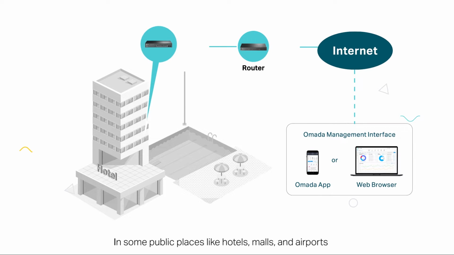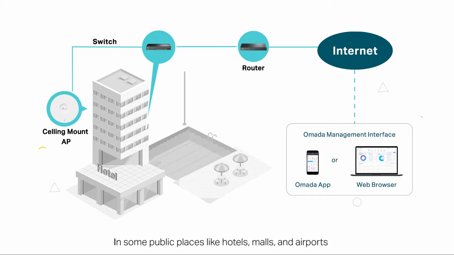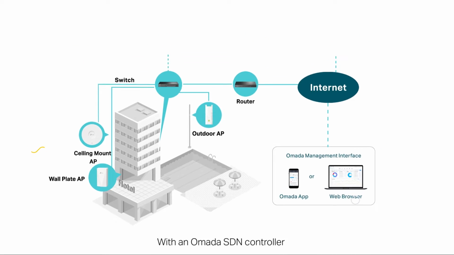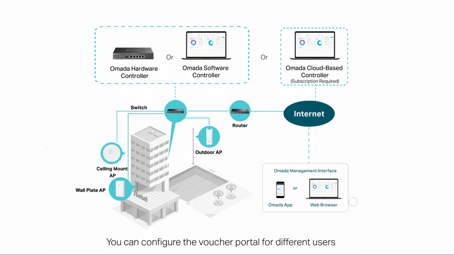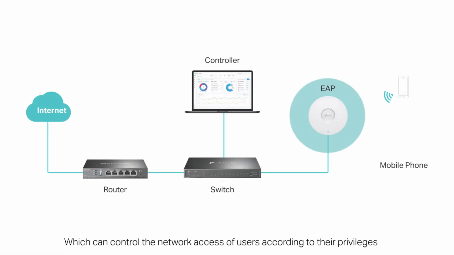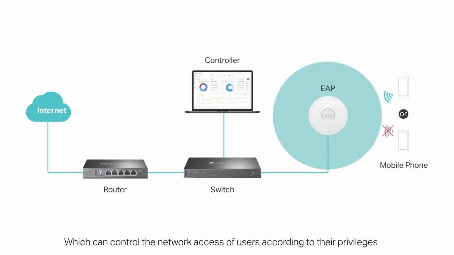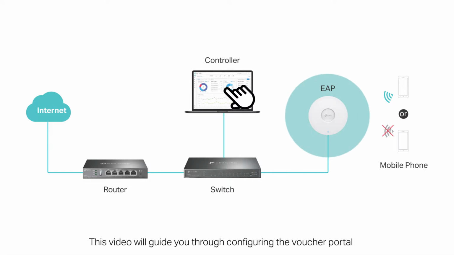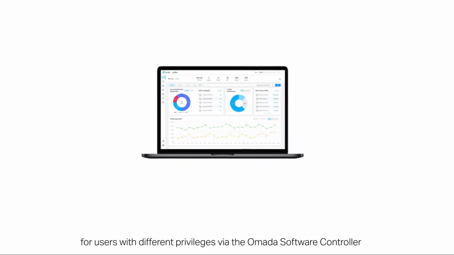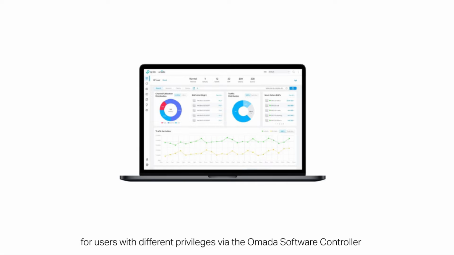In some public places like hotels, malls, and airports, network access management is essential. With an Omada SDN controller, you can configure the voucher portal for different users, which can control the network access of users according to their privileges. This video will guide you through configuring the voucher portal for users with different privileges via the Omada software controller.